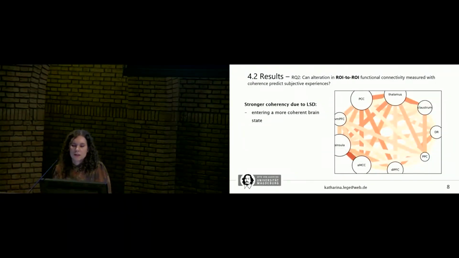Here you see an adjacency matrix showing you the between condition differences in functional coupling, where the darker orange indicates a more coherent brain state due to LSD. So it seems that somehow increased connectivity between normally distinct brain regions was observed, but especially between the thalamus and the claustrum, as well as between the thalamus and the posterior cingulate cortex.